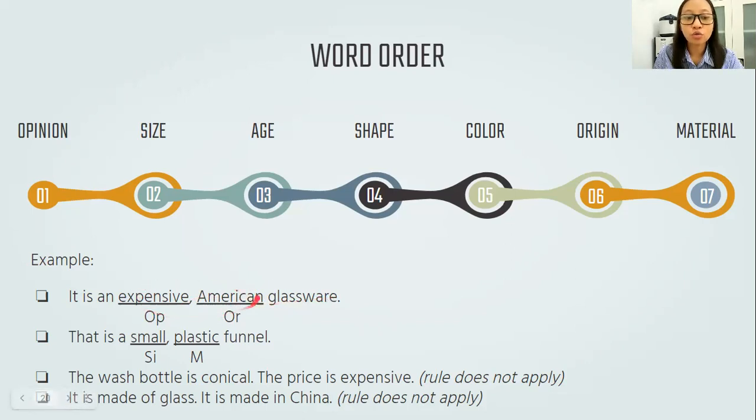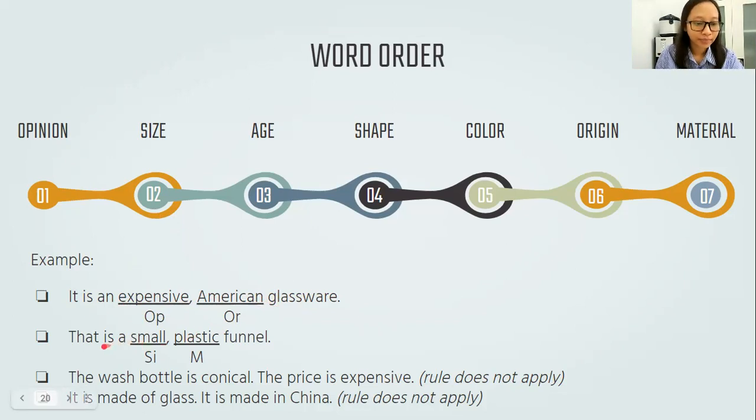Ini kalau ada more than one adjective in one noun phrase. Kalau mau ditambahin lagi, boleh, boleh. Misal, for example, size-nya mau nambahin big, jadi dia taruh mana? Di tengah sini ya berarti. It is an expensive, big American glassware. Gitu susunannya kalau ada lebih dari satu adjective dalam satu noun phrase.